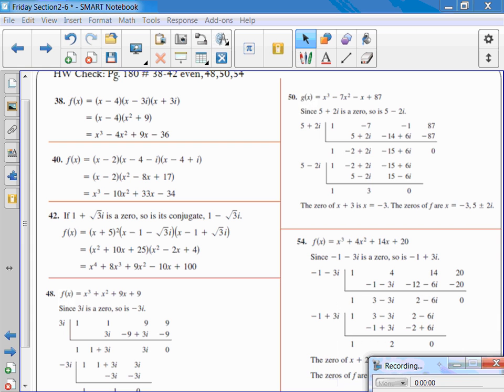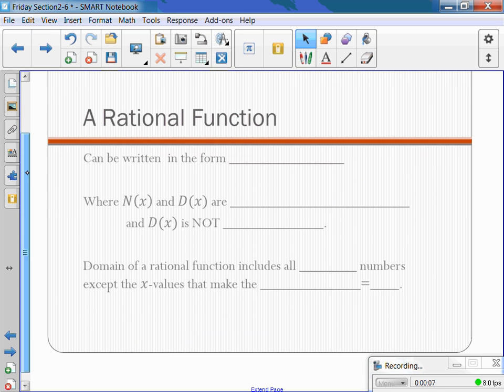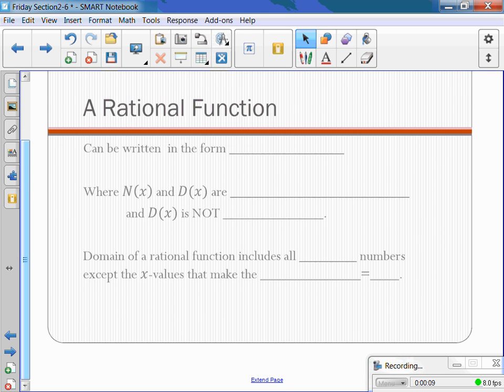We don't just use the zeros to find the polynomial functions and graph those, but we can also use them for rational functions. What is a rational function? We've talked about them plenty of times. Maybe even mentioned them, pointed them out.